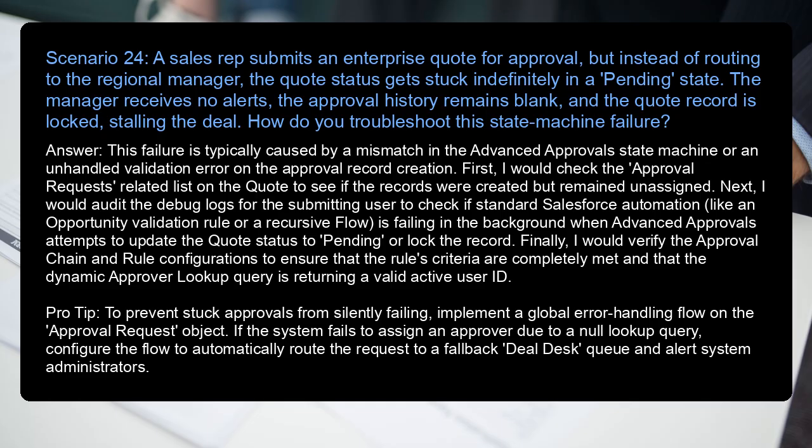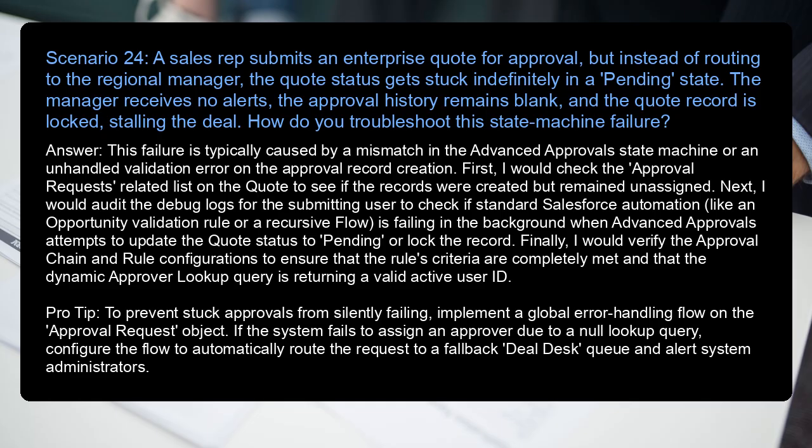Answer: this failure is typically caused by a mismatch in the advanced approval state machine or an unhandled validation error on the approval record creation. First, I would check the approval requests related list on the quote to see if the records were created but remained unassigned. Next, I would audit the debug logs for the submitting user to check if standard Salesforce automation like an opportunity validation rule or a recursive flow is failing in the background when advanced approvals attempts to update the quote status to pending or lock the record.